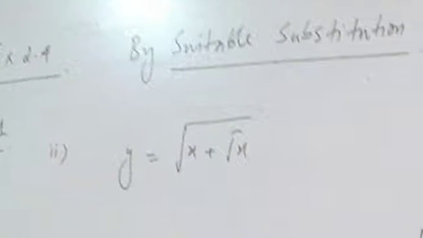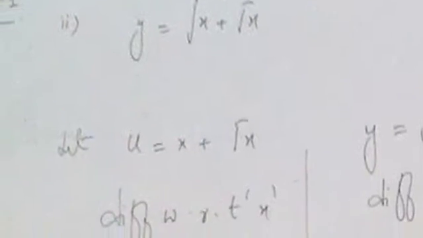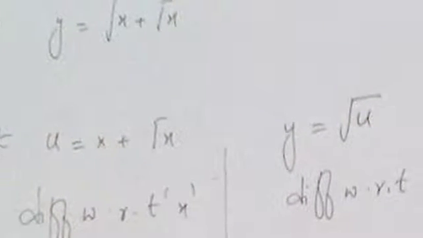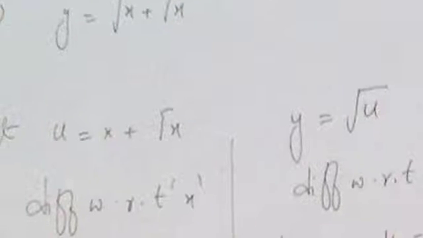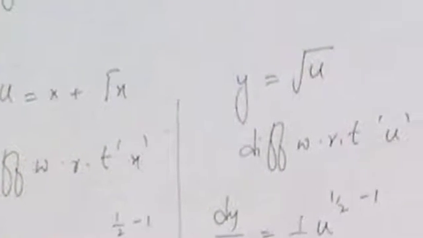Here we use suitable substitution. We have a question: y is equal to the square root of x plus square root x. Now we let the base be equal to u, so it becomes y equals square root u. We differentiate both with respect to x and this with respect to u.